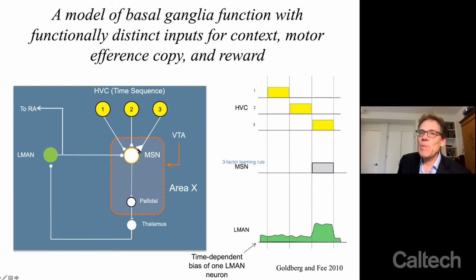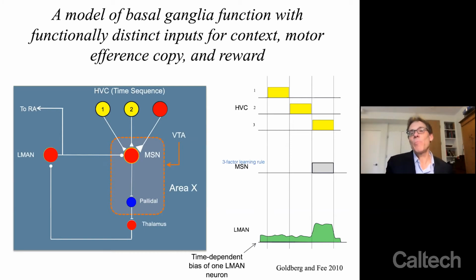Now, the next time the bird sings, that strengthened synapse would allow that HVC input at time point 3 to activate the MSN, which then through that thalamocortical feedback pathway through the pallidum would reactivate LMAN at that time point, leading to a reliably better song performance at that time. And of course, that learning is happening independently for all the different LMAN neurons at all the different time points, and that would lead to a global improvement of song performance.